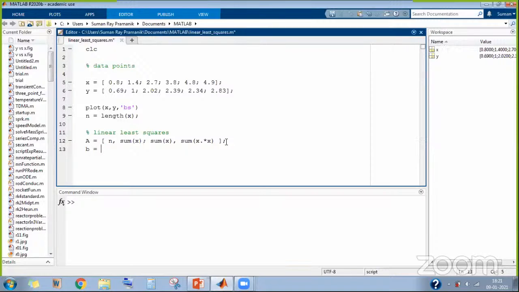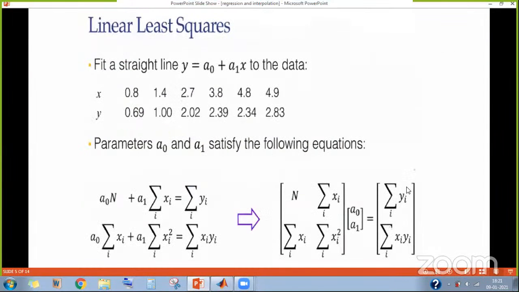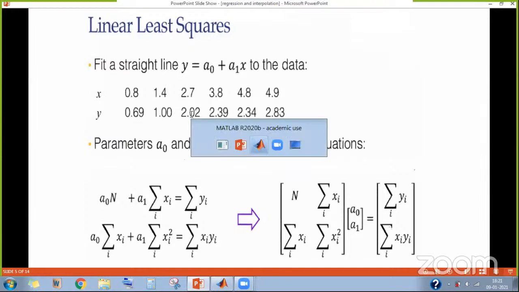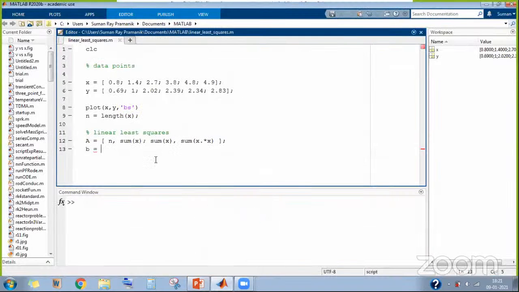Now we will be creating our B matrix. So our B matrix is the summation of yi and the summation of xi yi. Now xi yi means 0.8 into 0.69, 1.4 into 1, 2.7 into 2.02, something like this, which will again require us to use the dot. Now we are going to the next row, because this is a 2 cross 1 matrix. So it will be the sum of x into y.